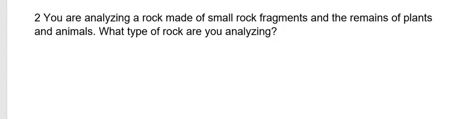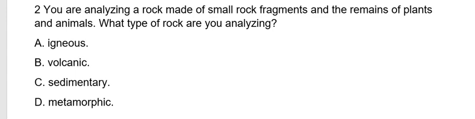Number two, you are analyzing a rock made of small rock fragments and the remains of plants and animals. So let me repeat that one again. You're looking at this rock, and you can tell that it's made of small rock fragments and also the remains of plants and animals. What type of rock are you analyzing? Think about that. Are you analyzing an A, igneous rock, B, a volcanic rock, C, a sedimentary rock, or D, a metamorphic rock?